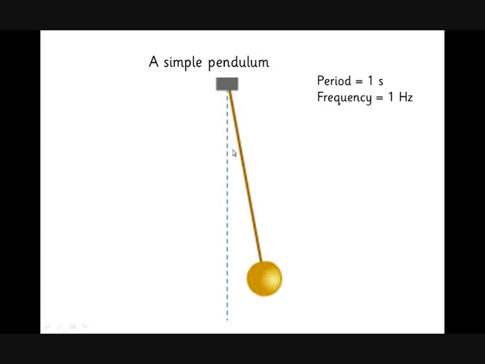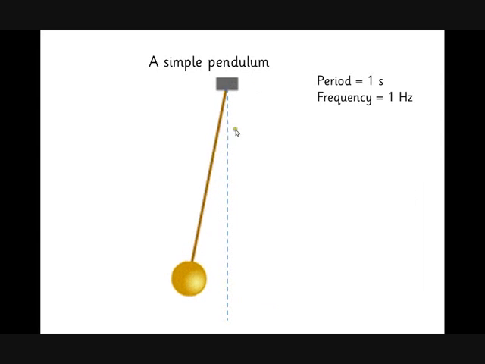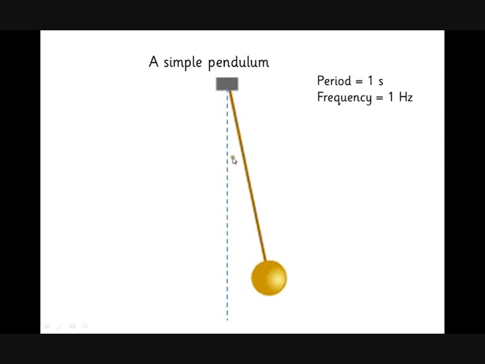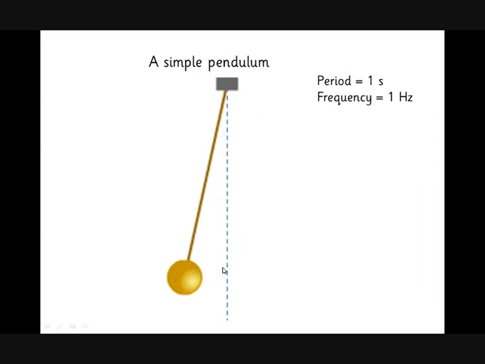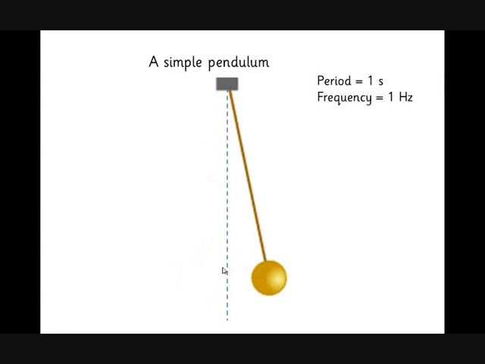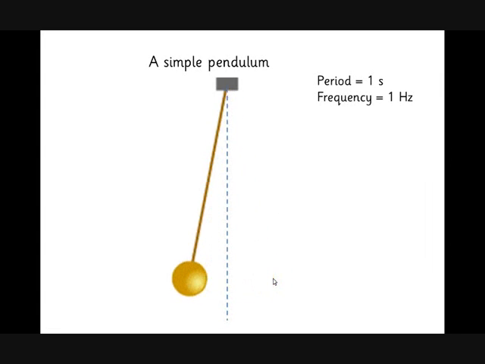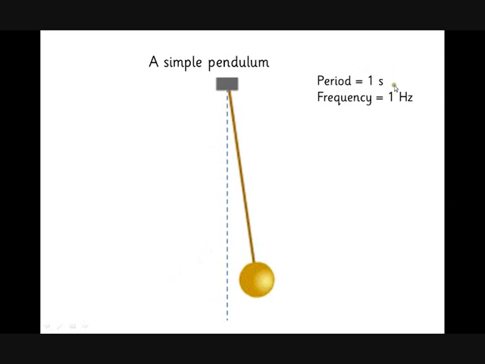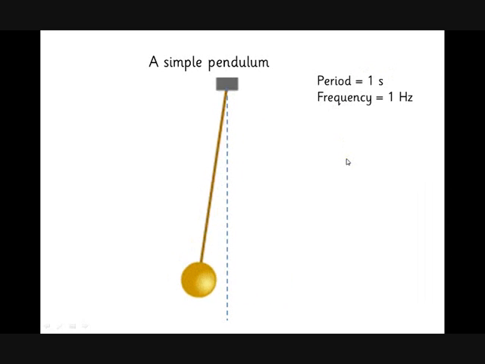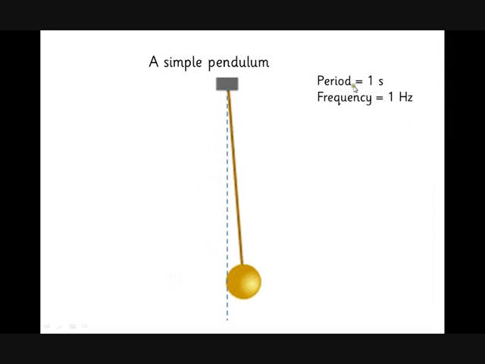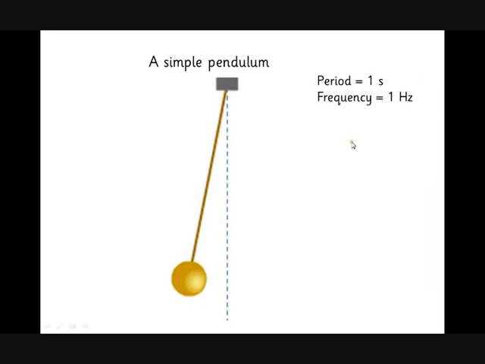Okay, so first of all, here's a nice simple pendulum. We've got a fixed point, we've got a string or a rod which has got very little mass, and then we've got a big mass on the bottom. This pendulum's got a period of 1 second. That means it takes 1 second to go left and back to the right again, there and back. That's one oscillation. If it has a period of 1 second, that means that you get one oscillation per second. That's a frequency of 1 hertz.